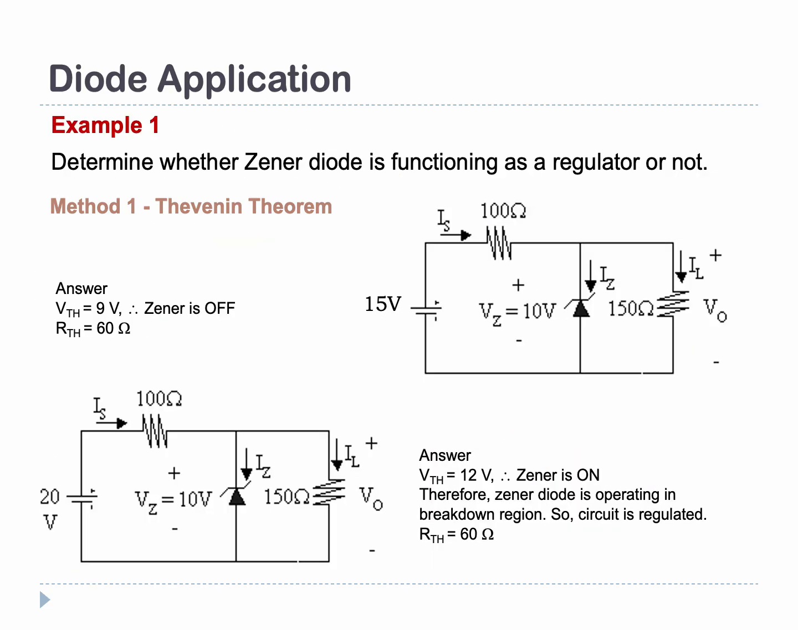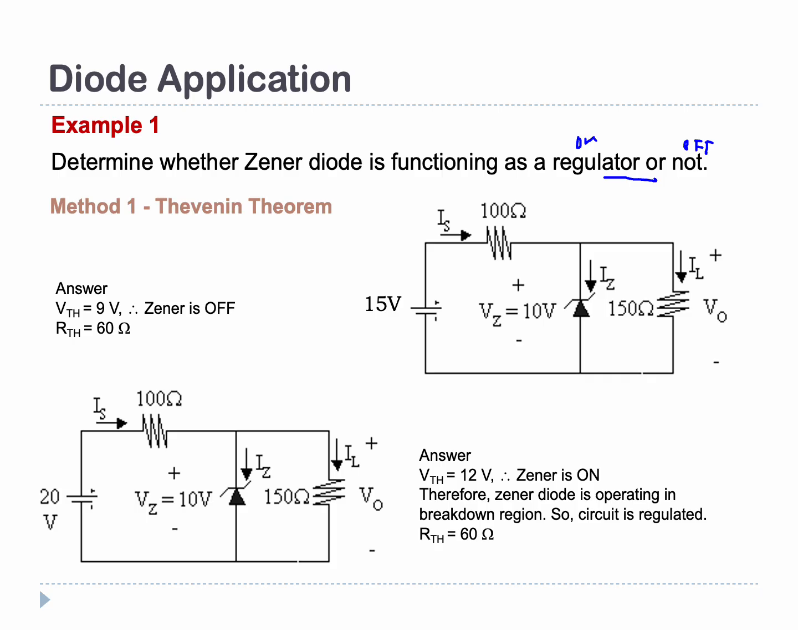Now let's look at example number 1. Example number 1: determine whether the Zener diode functions as a regulator or not, or in other words, whether it is in an on state or in an off state.